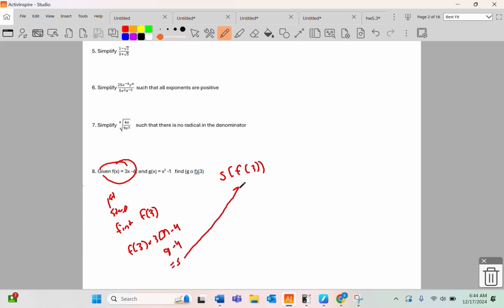And now you're going to use substitution. Now you're going to find g of 5. By looking at g and letting that x be a 5. Well, that's going to be 25 minus 1, which is 24. Final answer.